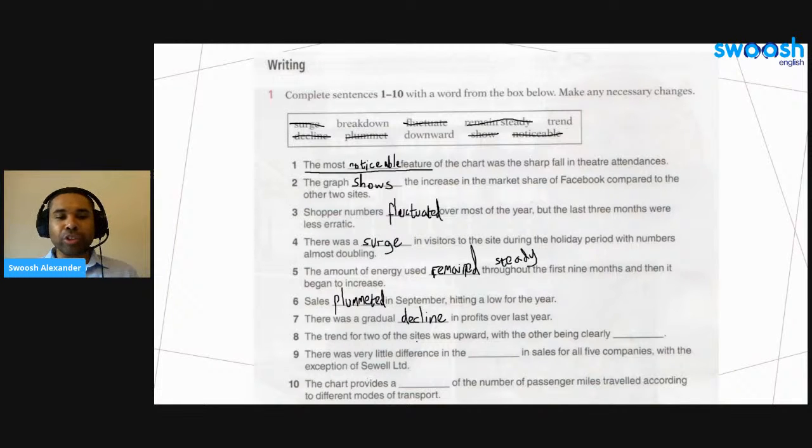Okay, what about number 8? The trend for 2 of the sites was upward, with the other clearly. What do we think this one could be? Yep, absolutely. So we've got a suggestion there, downwards. So the opposite of upward is downward. So upward means it's going up, and downward means it's going down. So again, some very useful vocabulary for part 1.